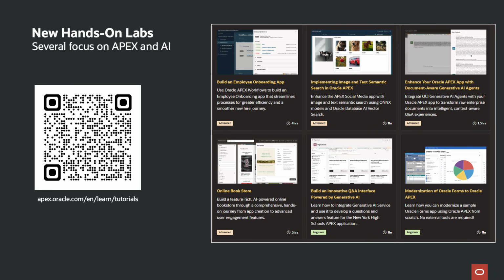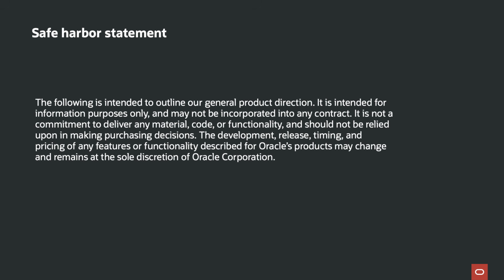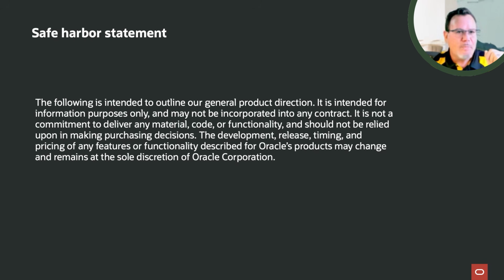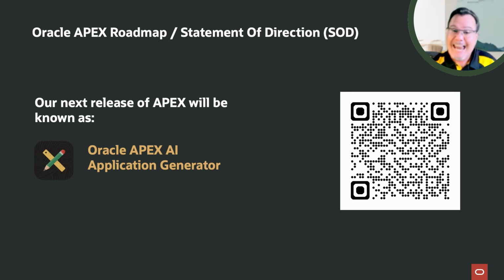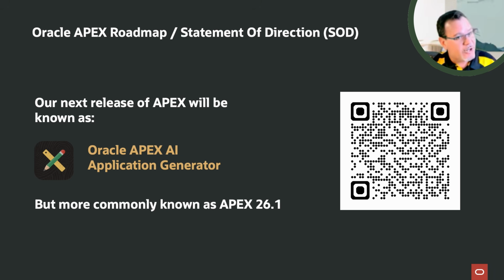Now, just a quick segue before we wrap up. I want to talk about some upcoming features. So here's a safe harbor statement. The following is intended to outline our general product direction. Having said that, we do have a roadmap or statement of direction website, and our next release of Apex coming next calendar year will be known as the Oracle Apex AI Application Generator, but more commonly known as Apex 26.1.